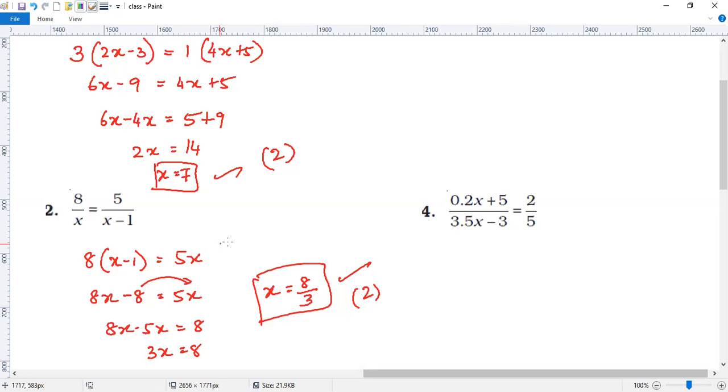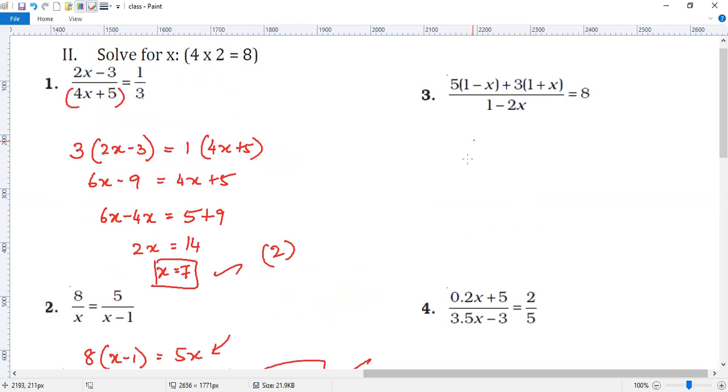If in case of step marks, if the transposition and all these are correct but there were some silly mistakes, you get only 1 mark. You won't get the complete 2 marks for that. Okay, coming to question number 3.